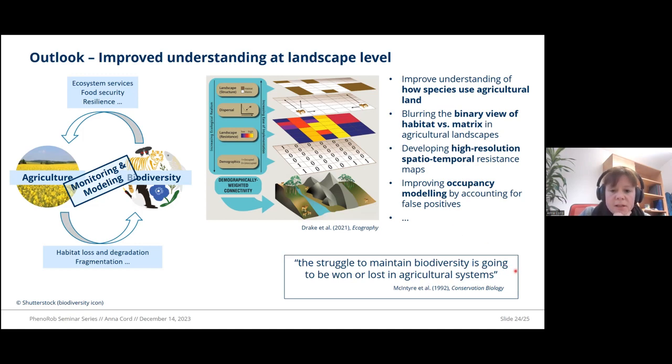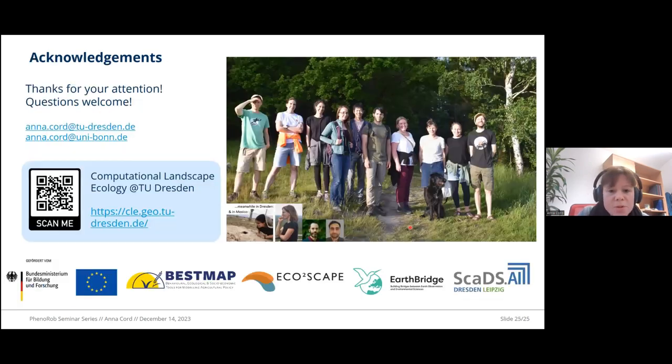And final words, there is a quote from 92 actually, and this is really one of my research motivations, which says the struggle to maintain biodiversity is going to be won or lost in agricultural systems. And so I hope to contribute to winning this effort with the research we're doing.